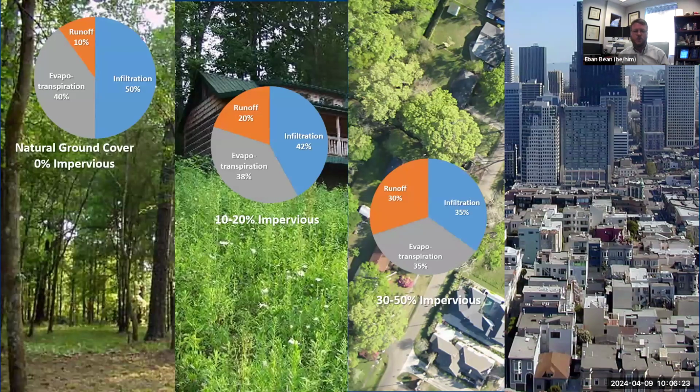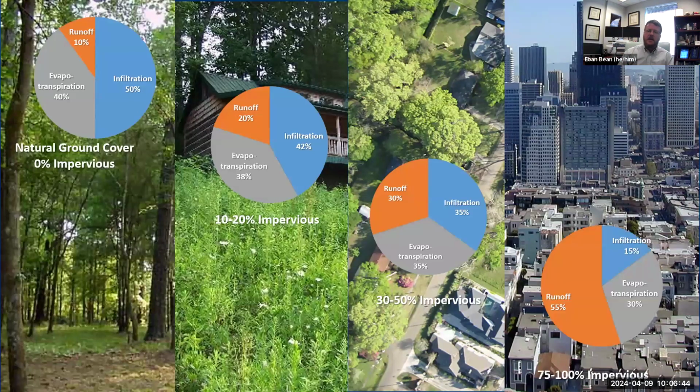Then as we get into the more impervious cover, think of these as your quarter-acre residential areas, your standard lots that are being built pretty frequently nowadays. And we decrease that infiltration and evapotranspiration even further, and the runoff we bump up a little bit more. Now we're at 30%. And in our ultra downtown areas where we have really high impervious cover, we may have 75 to 100% impervious there.